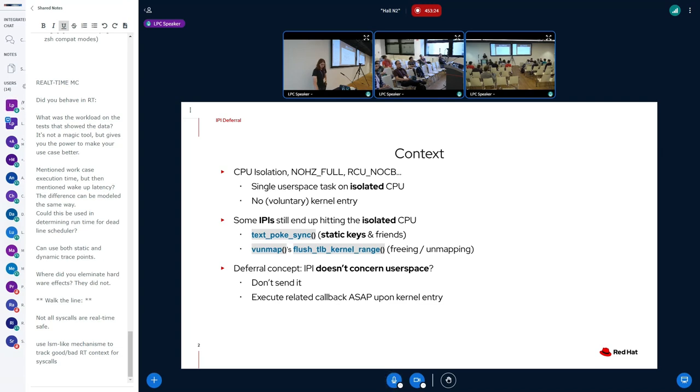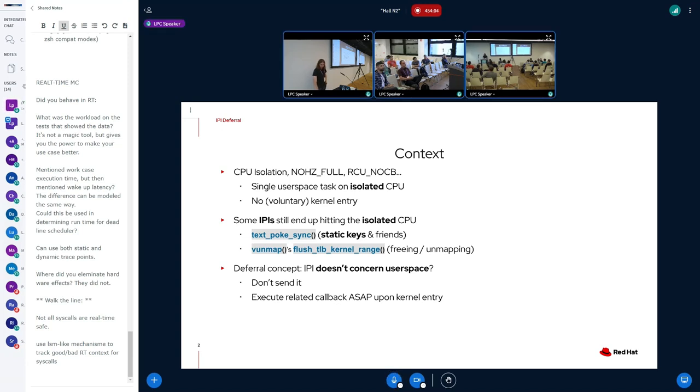Now, if you look at these two, you can actually start reasoning that they only really concern the kernel. Static keys are instructions that are only in the kernel. And if you're flushing the TLB for the kernel range, as long as you're in user space, that doesn't really concern you. So the idea is, can't we actually wait until the task enters the kernel for some other reason, and then do this work? Because it's not urgent to do that immediately if the task is in user space. That's pretty much the idea behind IPI deferral.